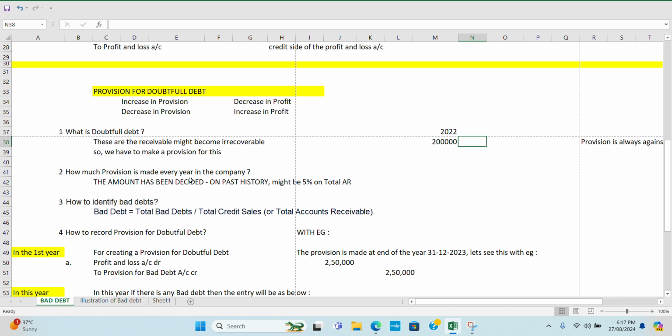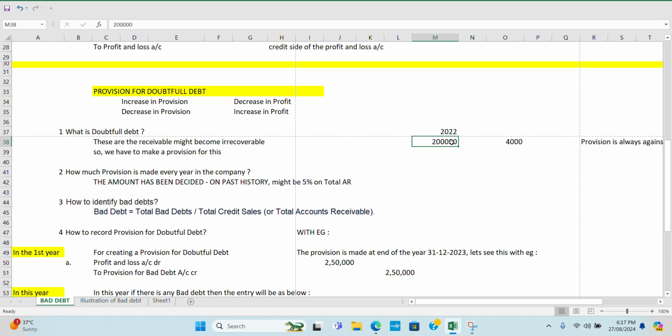So how much provision is made every year? The amount is decided on past history. Suppose the provision is made at 2% on 200,000. That will become 4,000. At the end of the year 2022, I made a provision of 4,000. So how do I make this entry? We'll see this later. First, let's understand what a provision is and how to make an entry for the provision.